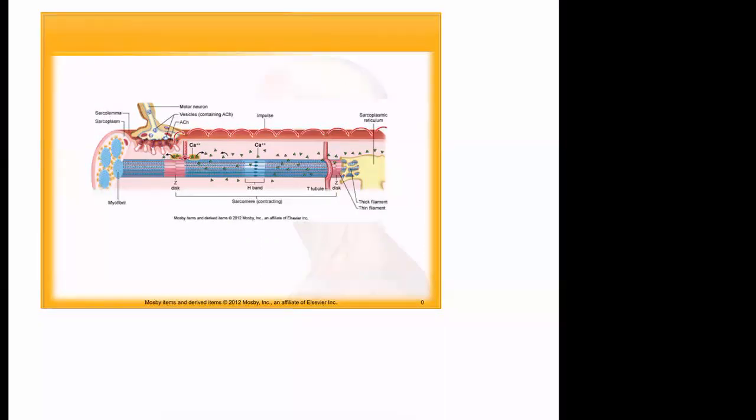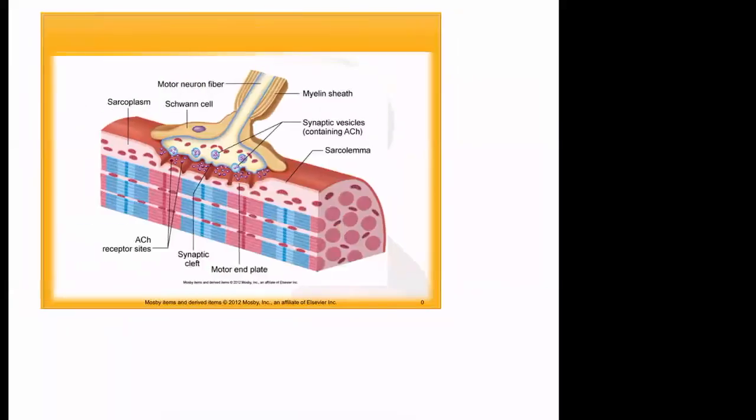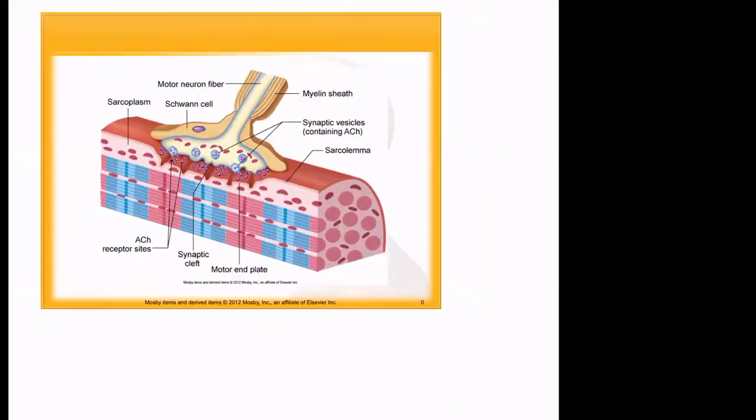The big takeaway messages I want you to get from this is, first of all, a muscle doesn't usually do anything unless it's told to do something. And the thing that tells a muscle to do something is a nerve. The signal that comes down the nerve is an electrical type signal. We just call it an action potential. It's just a fancy word for an electrical signal.